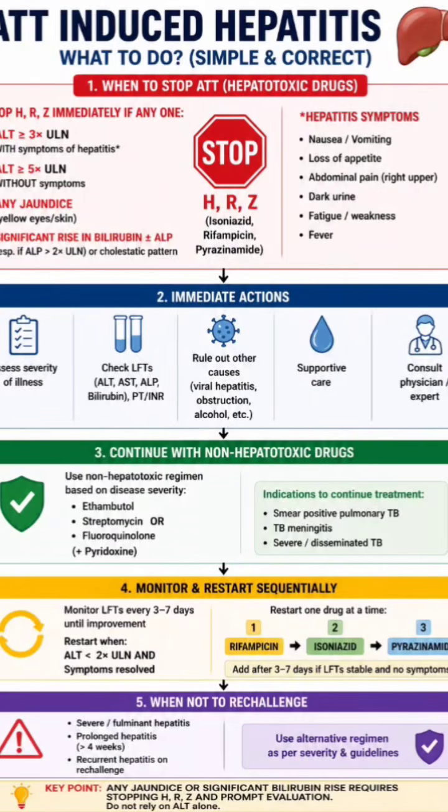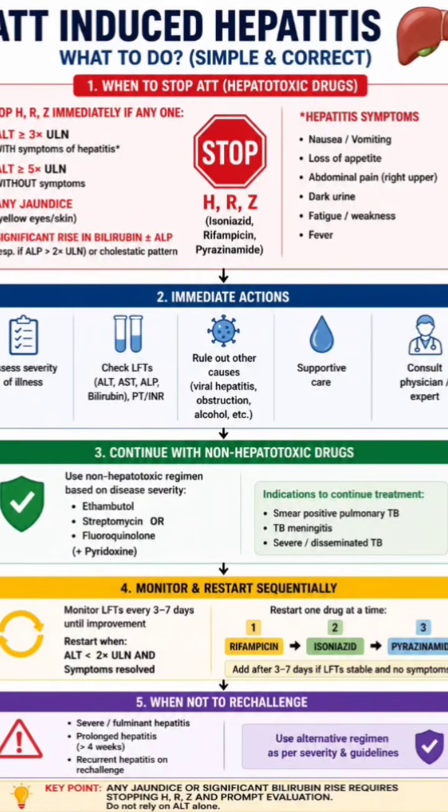Now, if the patient meets one of these criteria, then what step do we need to take? We have to discontinue hepatotoxic drugs from the first-line ATT, except ethambutol. The remaining three are hepatotoxic, including rifampicin, isoniazid, and pyrazinamide.